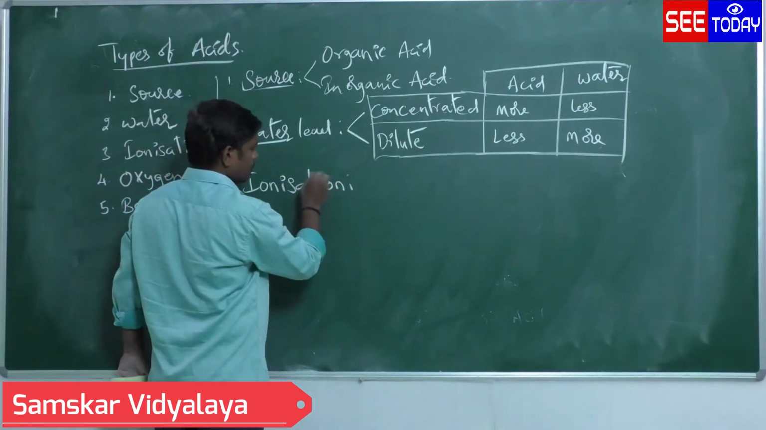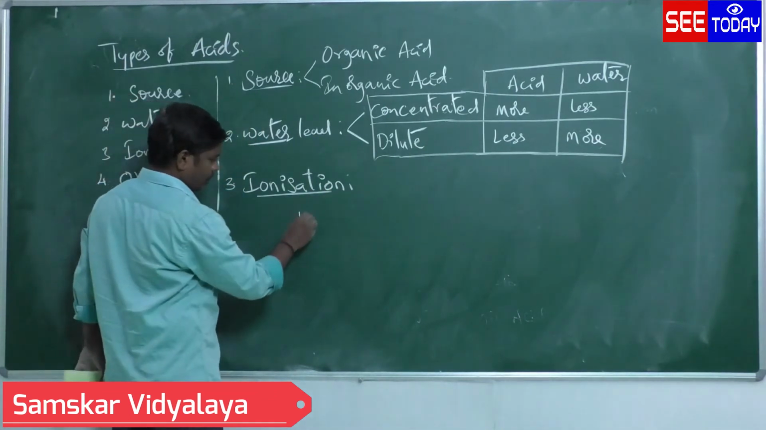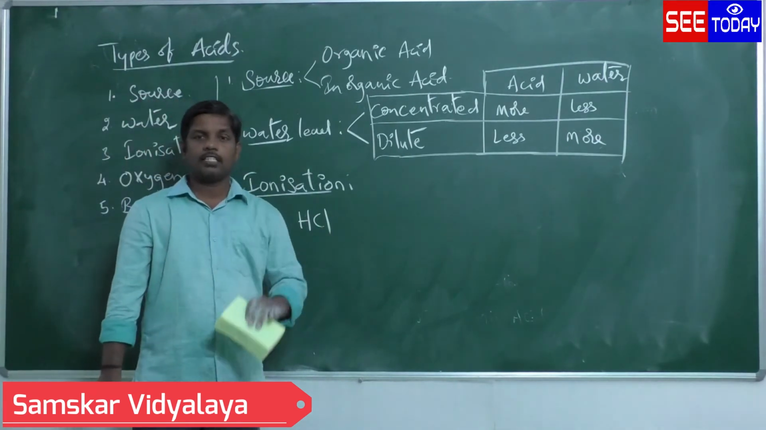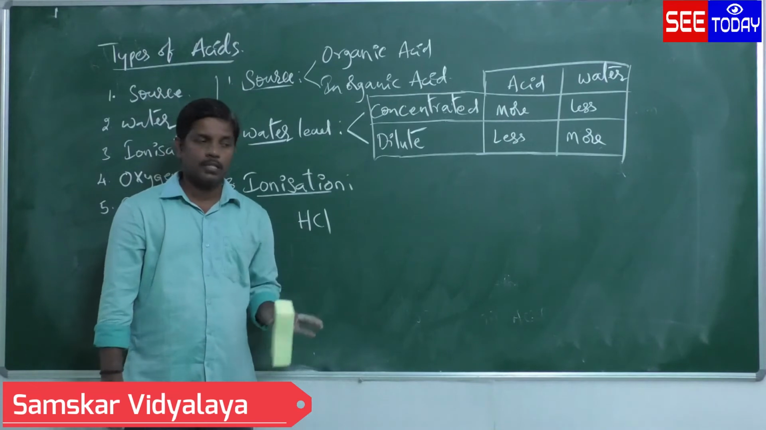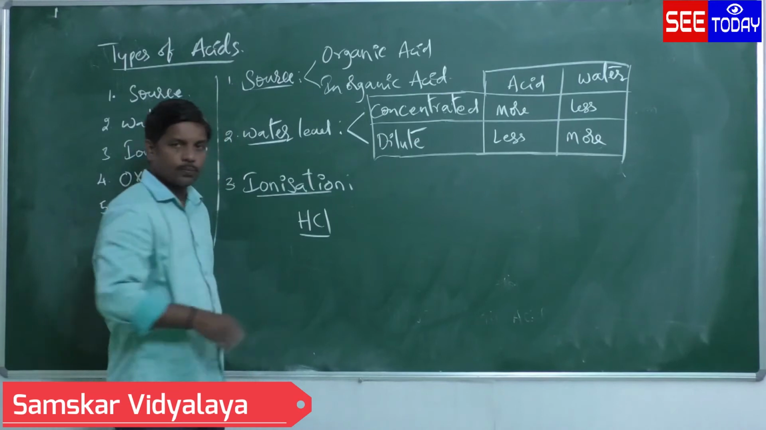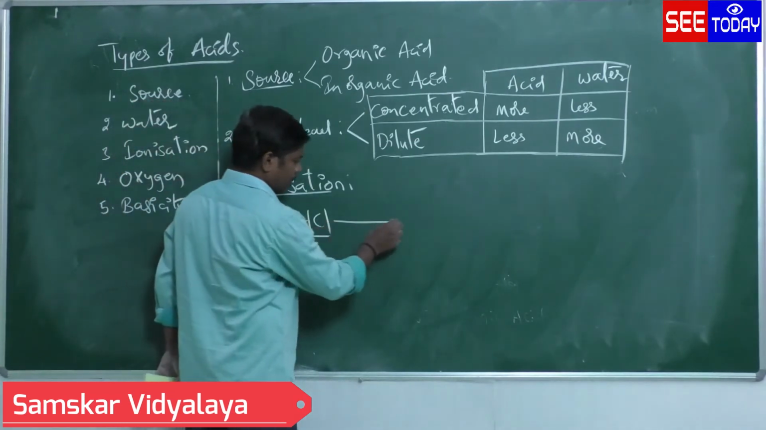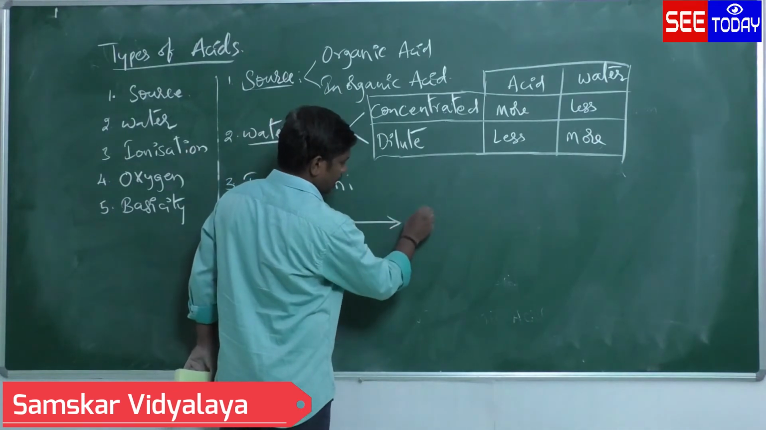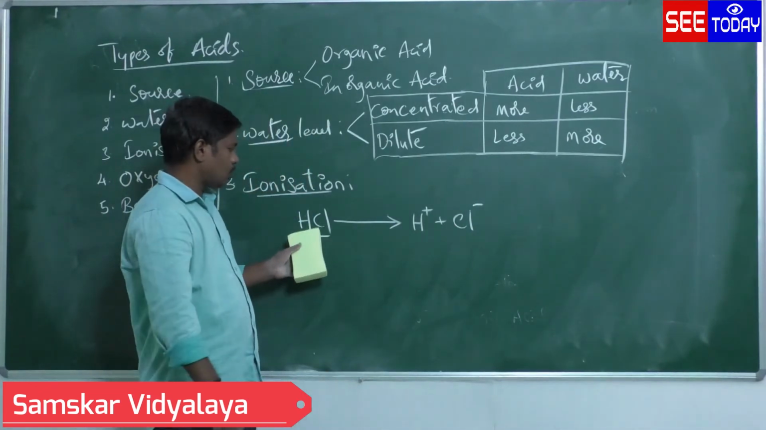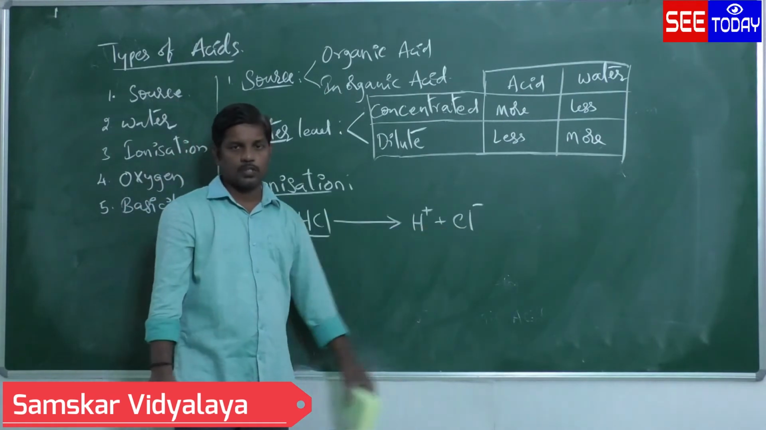So what is ionization? I'll take the example of HCl. What have we learned as the definition of acid? Acid means H plus. Whenever it is dropped in water, it releases H plus ion. HCl is a neutral substance, not having any plus or minus charge. When it is dropped in water, it immediately dissociates into H plus ion and Cl minus ion.